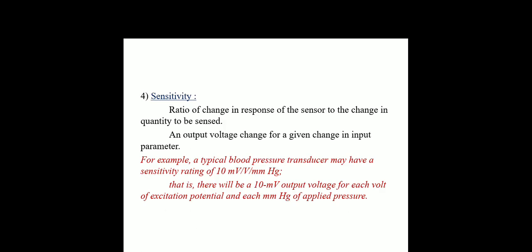Next is sensitivity. It can be defined as the ratio of change in the response of the sensor to the change in the quantity which is to be measured or sensed, or the output voltage change for a given change in input. Simply, the sensitivity of a sensor is how sensitive the sensor output is to slight changes in the input parameter.